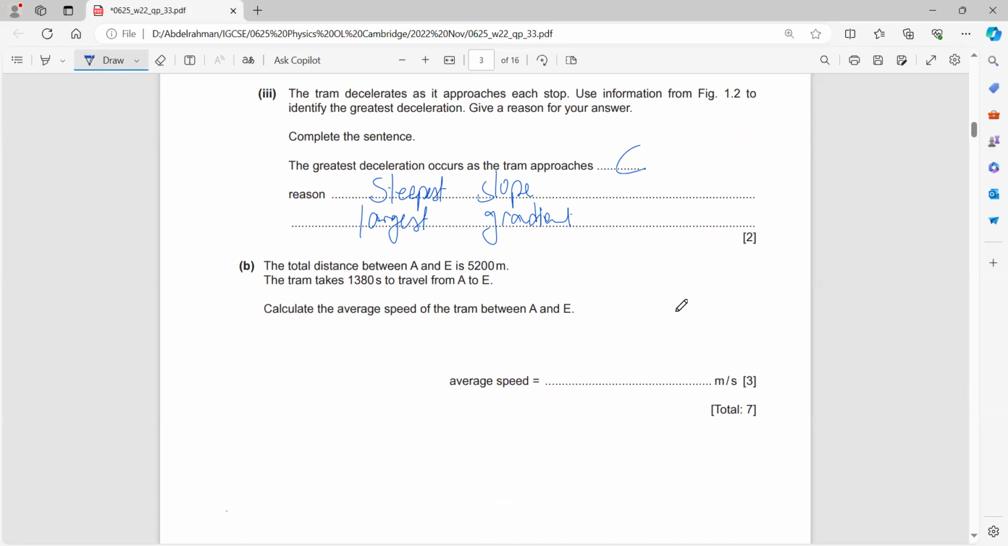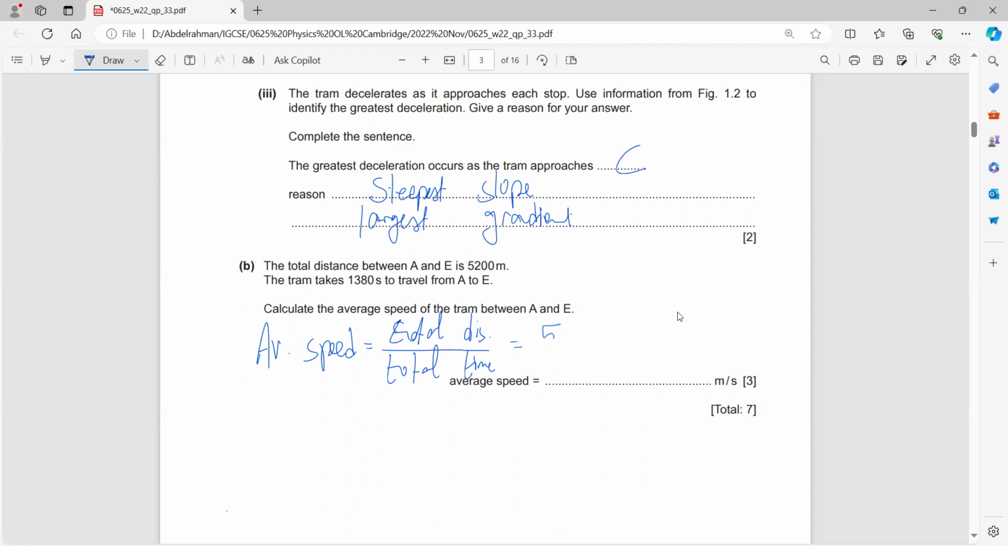The total distance between A and E is 5,200 meters. The tram takes 1,380 seconds. Determine the average speed. What's the equation we use? Total distance over total time. Yes, average speed equals total distance over total time.